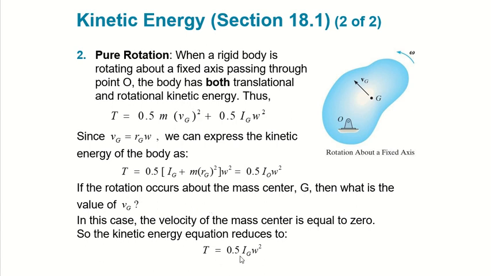So if rotation happens, again, the reference point is very important. We're dealing with G. At that time, your velocity is 0, because that velocity is at your mass center. At that time, your kinetic energy equation is going to be only that.